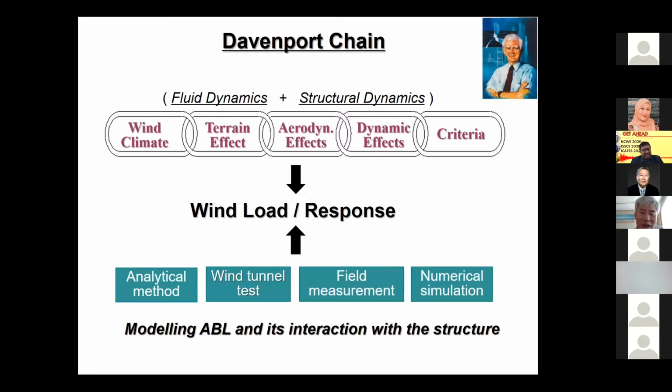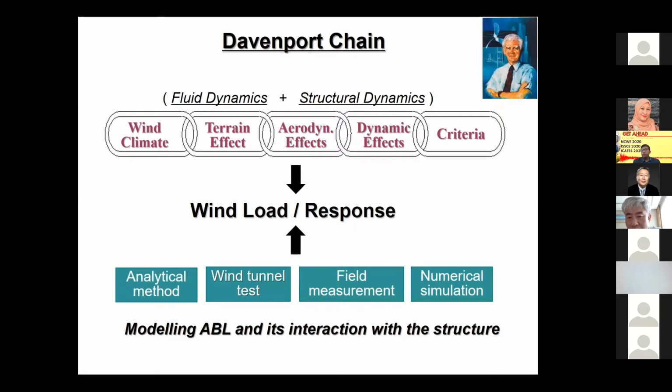So after we decide the terrain effect, because possibly your building will be in an open sea, in a coast area, or in an urban area, or some very high-rise building area, it will have a different terrain category. So we have to consider terrain category. The third one is aerodynamic effect. We have to consider the impact of the wind on the structures.